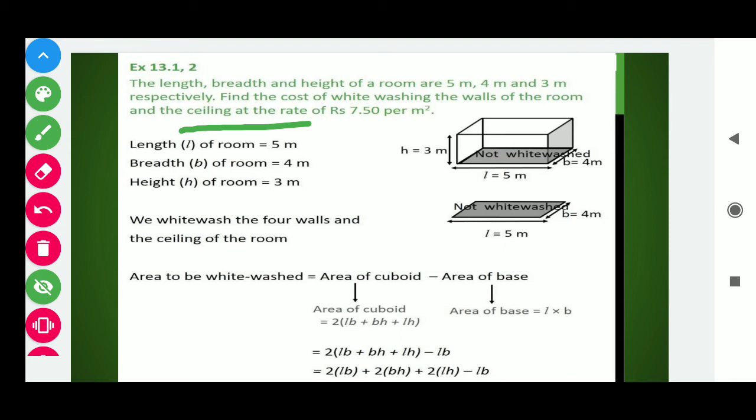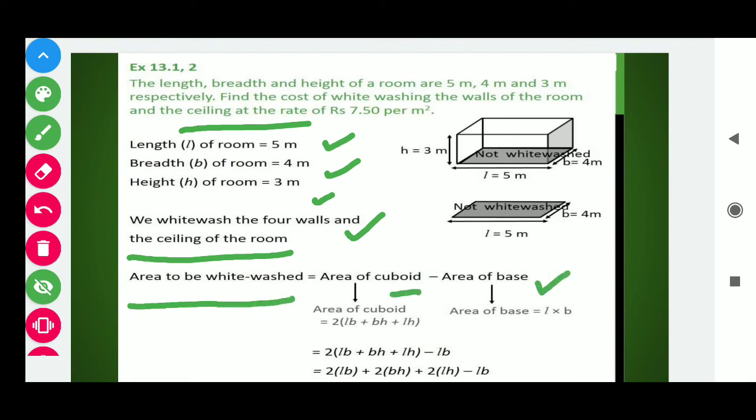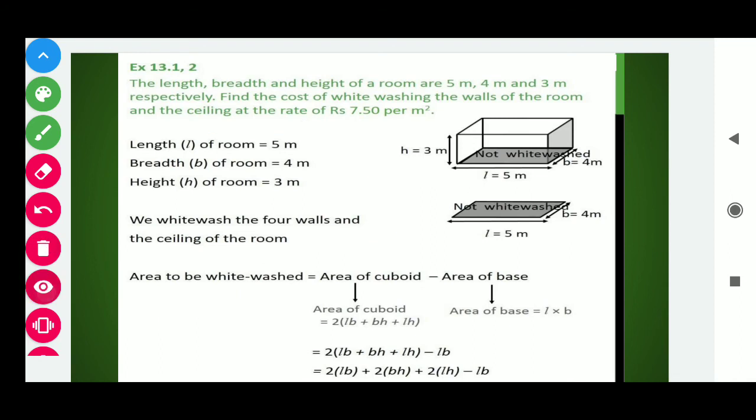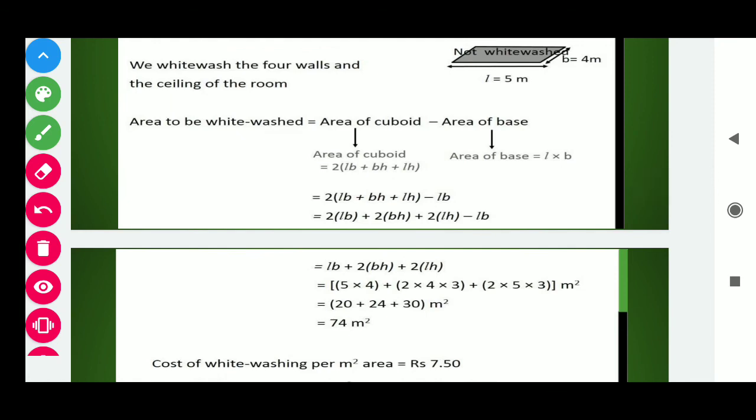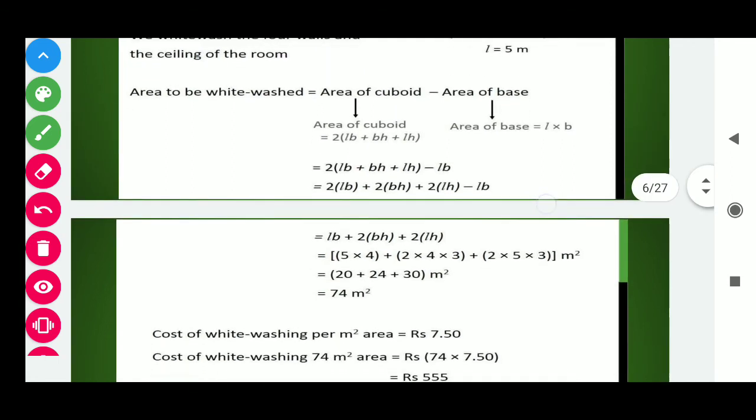Length, breadth, height are given as 5, 4 and 3, all in meters. We whitewash the 4 walls and the ceiling of the room. For that, the area to be whitewashed is the area of the cuboid minus the area of the base. So the formula becomes 2 times LB, 2 times BH, 2 times LH, minus LB, because we are excluding the area of the base. By putting the values of L, B, H as 5, 4 and 3, we get 74 square meter.